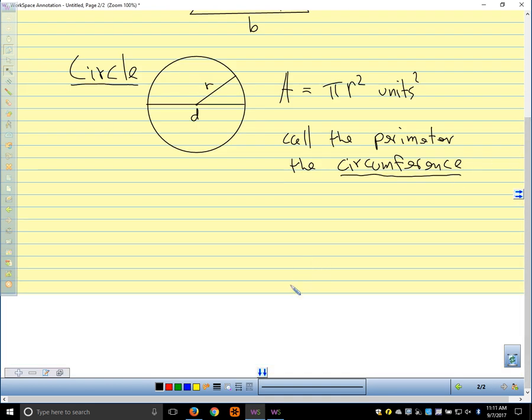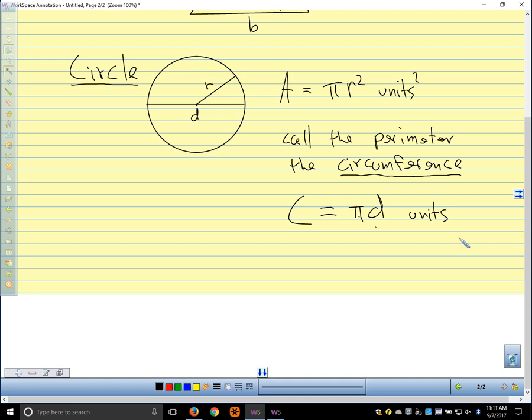Just so you know. And so we have a formula for the circumference. We can't really add up all the sides of a circle. The circle just has one side, but it's curved. So we have a formula for the circumference of a circle. We remember what that is. It has a pi in it. Pi times the diameter. And our units are going to be units.